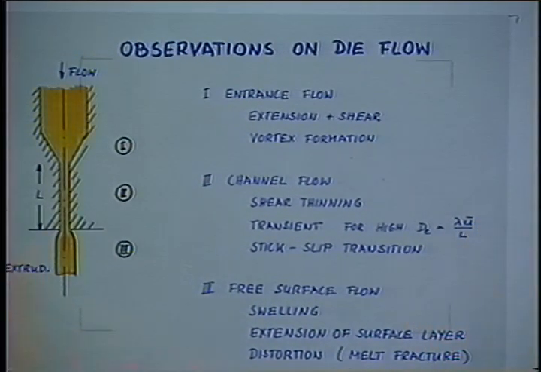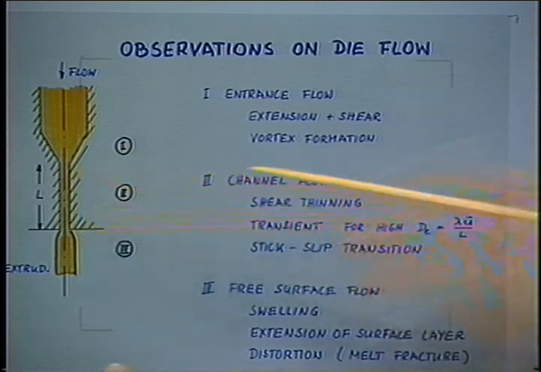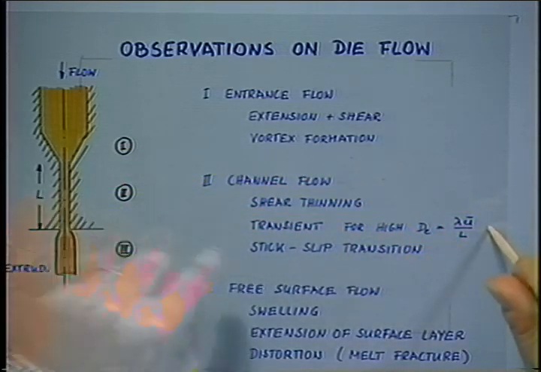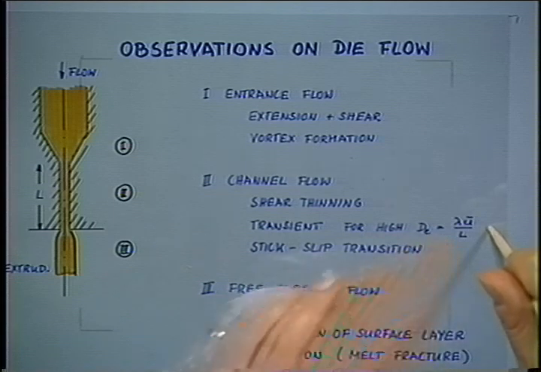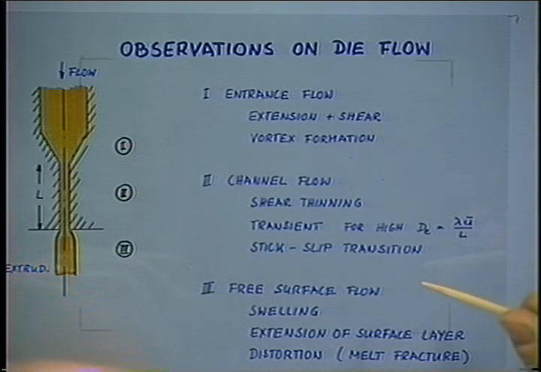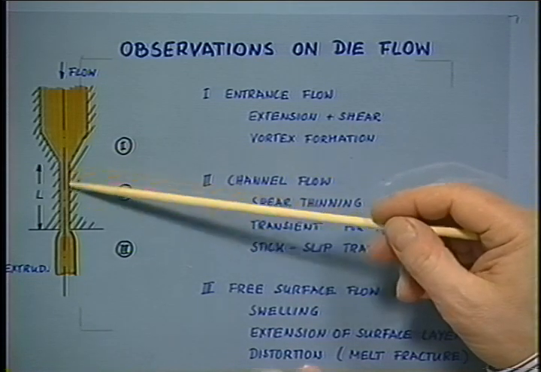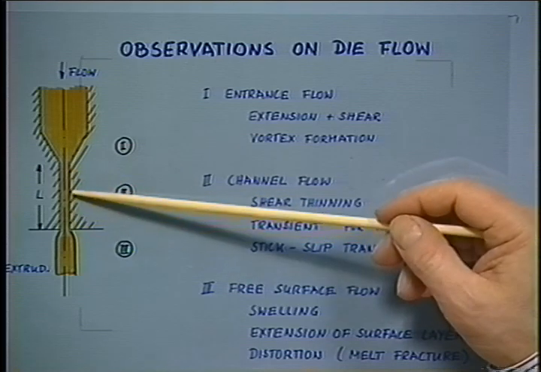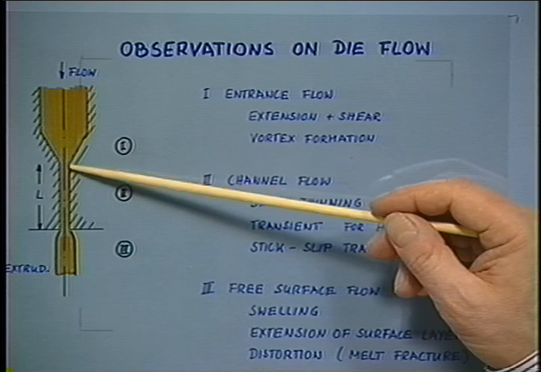Now how about transient? Here there are transient phenomena. The typical Deborah number would be, again, the characteristic time of the material divided by the residence time of the material when it goes through this capillary. And if this number is very small, then the material can relax. The relaxation time is short compared to the residence time, and elastic effects have little influence on the flow in the die.